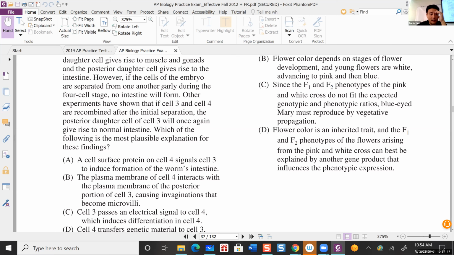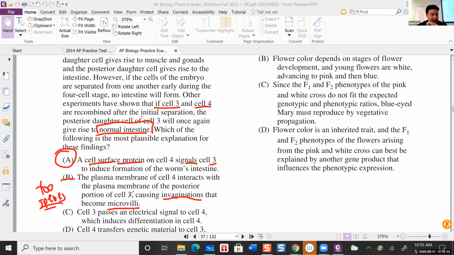Okay, so let's look for clues. If cell 3 and cell 4 are recombined after the initial separation, the posterior daughter cells of cell 3 will give rise to normal intestine. Okay, so B is extremely specific. It's saying that the invaginations of the cells become the microvilli of the intestine. That is too specific, yeah? We only know it has to do with intestine. And usually the communication is at the surface, right? It's a protein receptor. So here I would say that a surface protein on cell 4 signals cell 3. So 4 signals 3 to induce the formation of intestine. This is the more general answer.